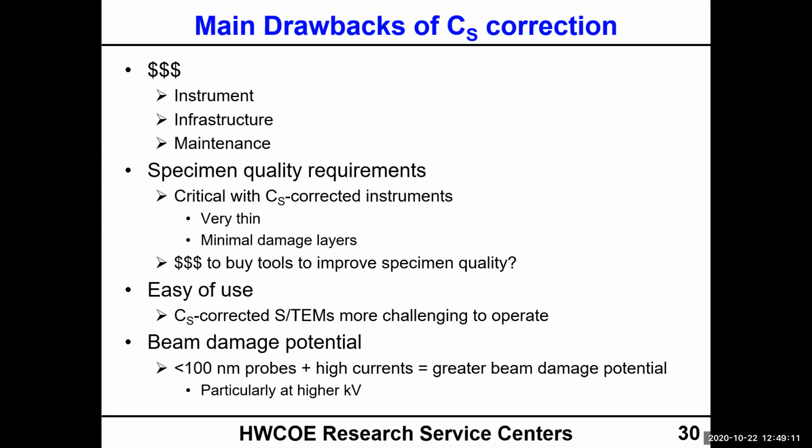Another issue too is that when you're forming these really small probes, and especially if you're making the current really high, you have the potential for beam damage that you probably didn't have with a non-corrected tool, because you're putting a lot of current into a really small area, especially if you're doing this at higher voltages. Okay, and I've actually seen this happen with the CS corrected tools where literally you have the beam on the sample and you just literally eat a hole right through it because your current density is just so high.